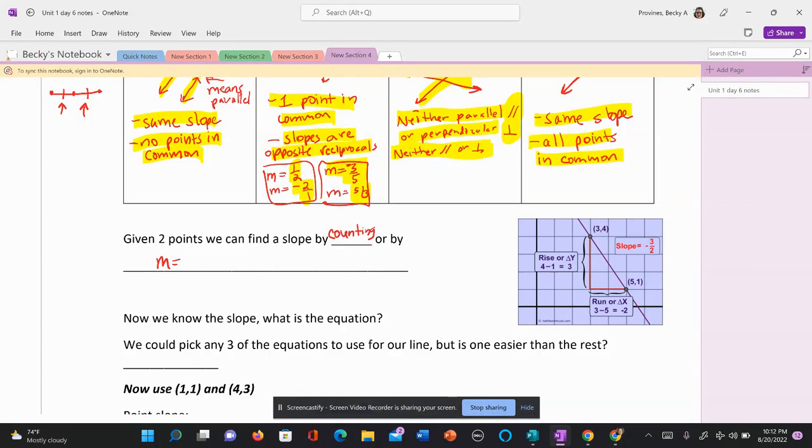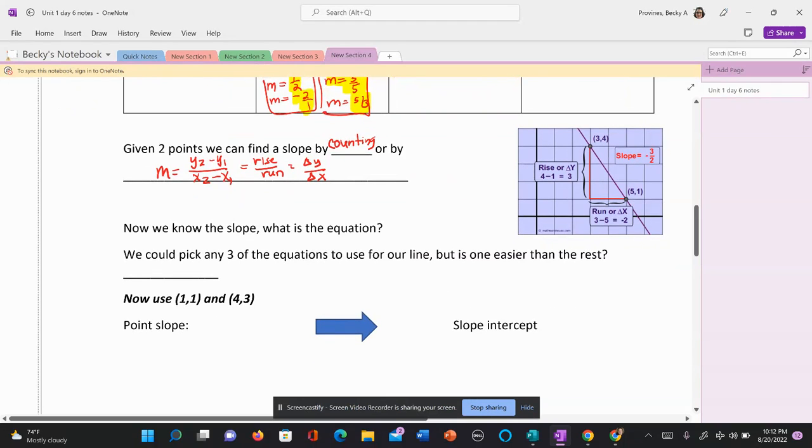Or you can use the slope equation, and it's y sub 2 minus y sub 1 over x sub 2 minus x sub 1. We talked about how this is rise over run. And shorthand for the word change is a triangle. So this could be the change in y over the change in x. All these are ways that you've talked about how to find slope.